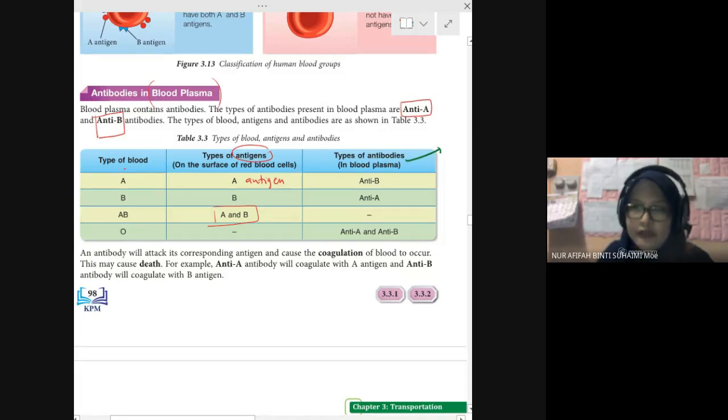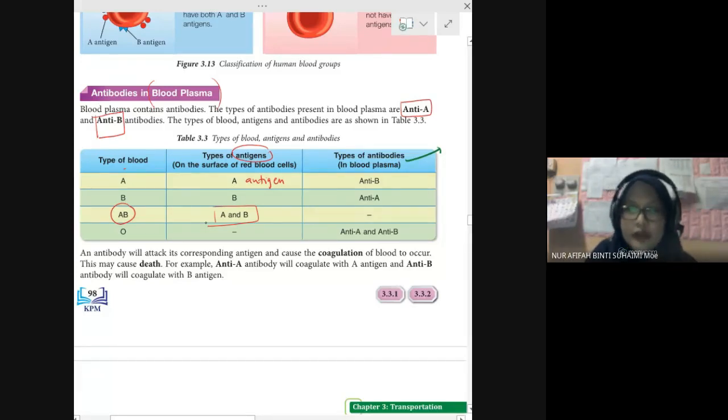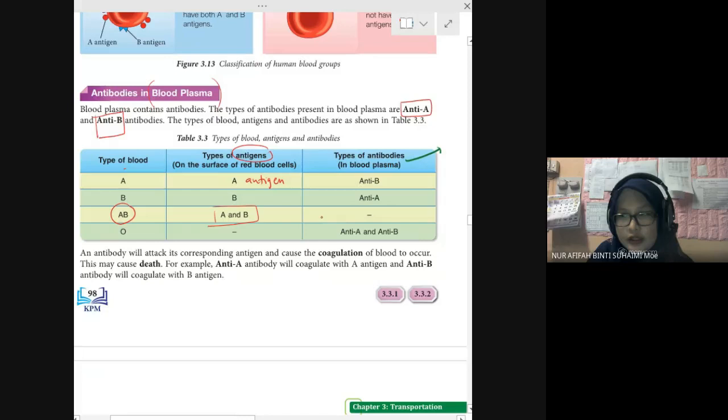if you have this type of blood group AB, okay, if you got accident, any injury, so you need the type of blood A, B, and O to help you to save you, because you don't have any antibody. That's why A and B dia punya senang nak dapat darah, senang nak dapat dia punya donator. Alright. Then O.